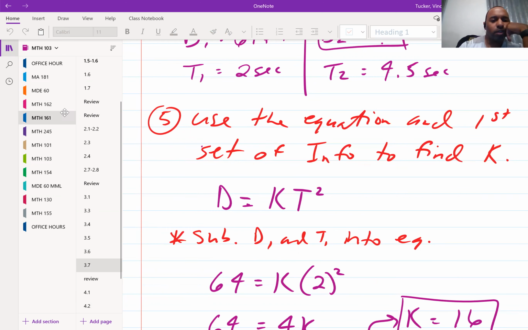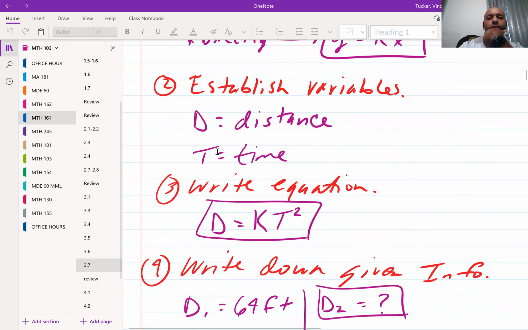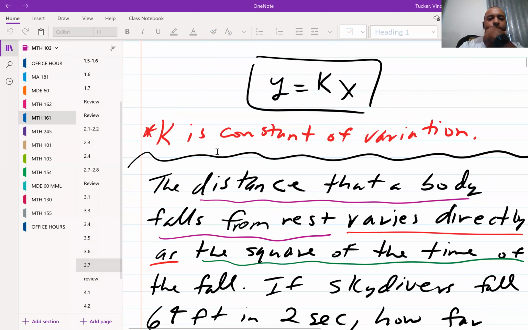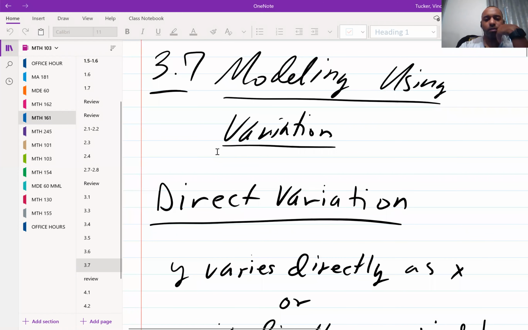All right. So we did 3-6 last class. Looking at 3-7 today, modeling using variation. And that's our last section out of chapter 3.